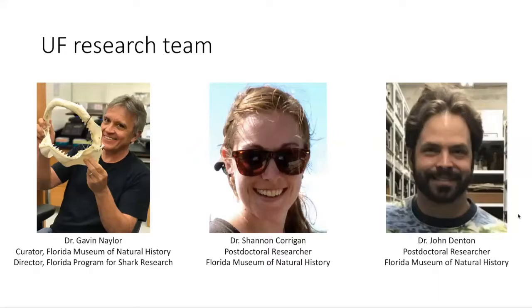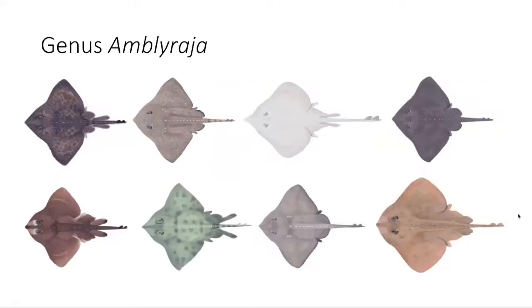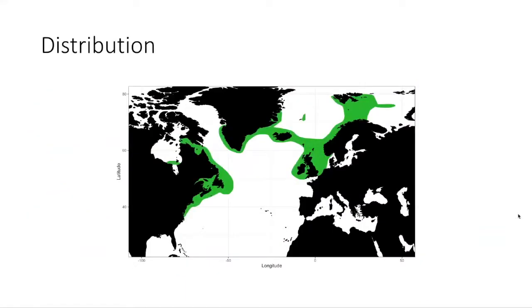So let's get straight into the Thorny-scape. So the Thorny-scapes are in the genus Amblyraja, and there are 8 of them in the genus, different species found in different parts of the world. And this one at the bottom right-hand corner is the Thorny-scape. This is the animal whose biology we're keen to try to understand.